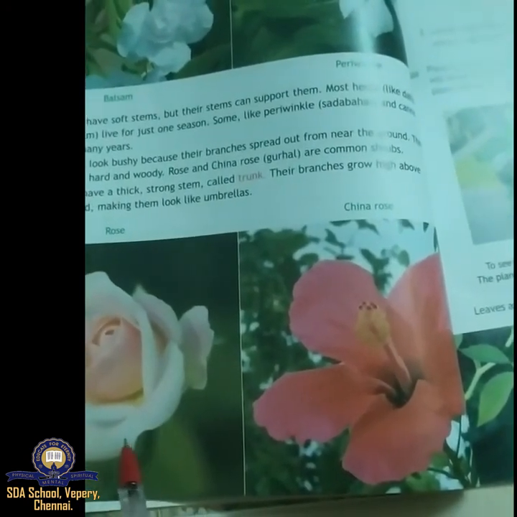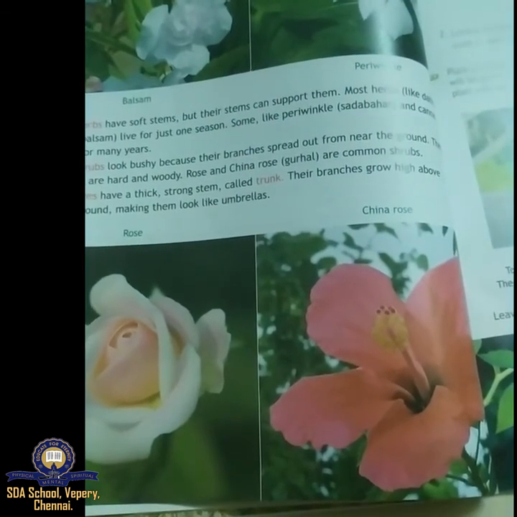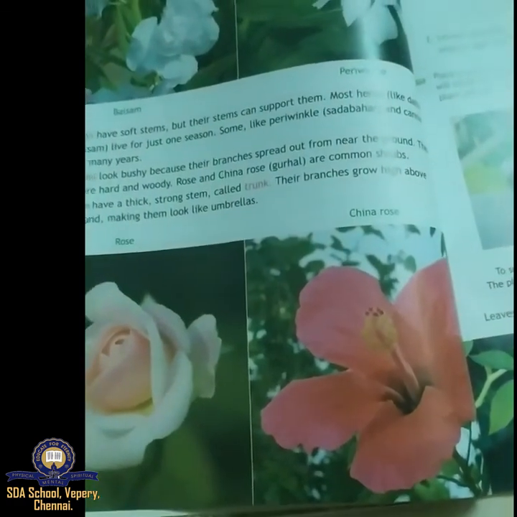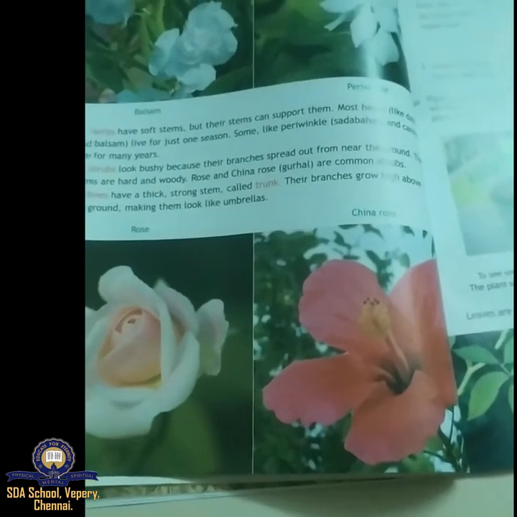You can see these examples. This is a rose. Rose is an example for shrubs, isn't it? Yes, shrubs. And also this is China rose. This is also an example for shrubs.